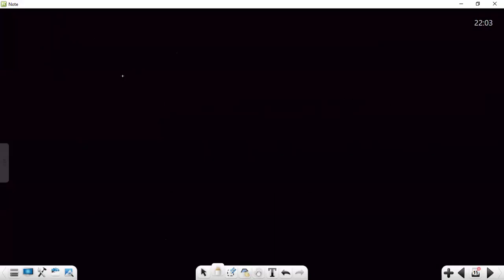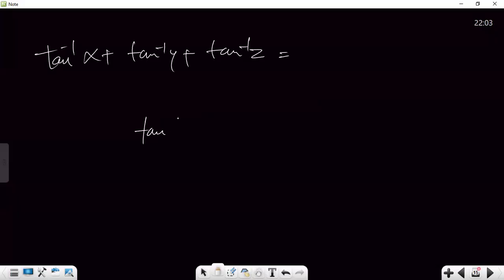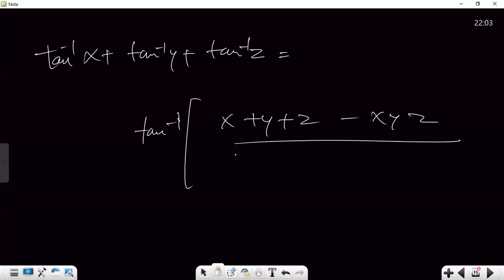One more property is left. Let me complete it. Tan inverse of x plus tan inverse of y plus tan inverse of z is equal to tan inverse of x plus y plus z minus xyz divided by 1 minus xy plus yz plus zx. Last property of this chapter. Clear? Any doubts?